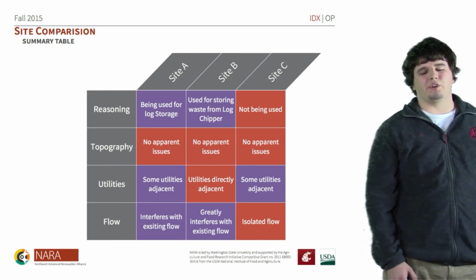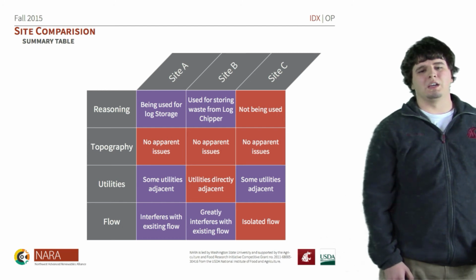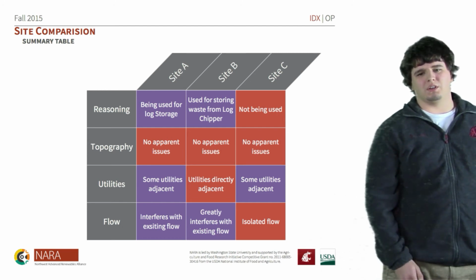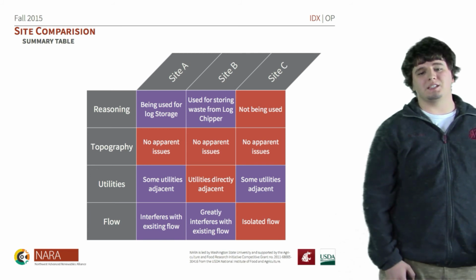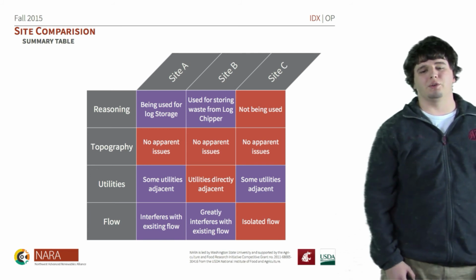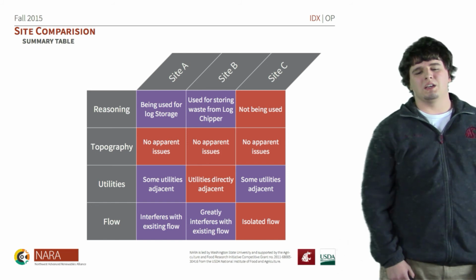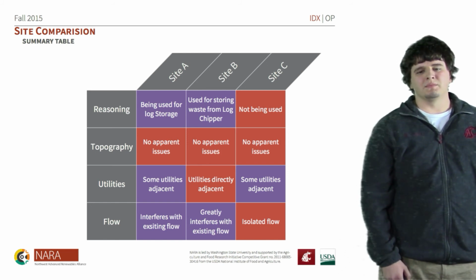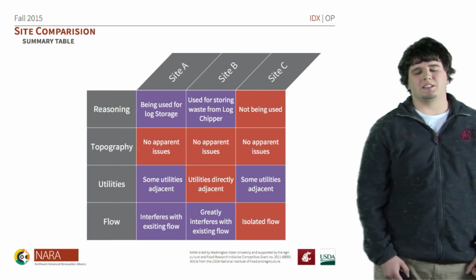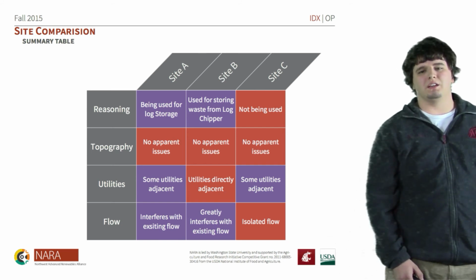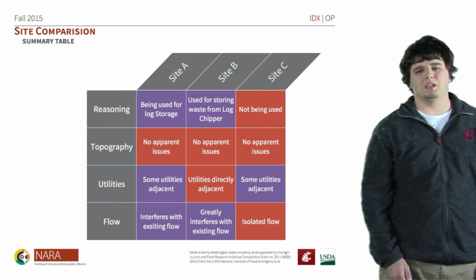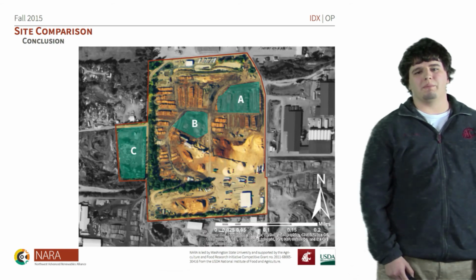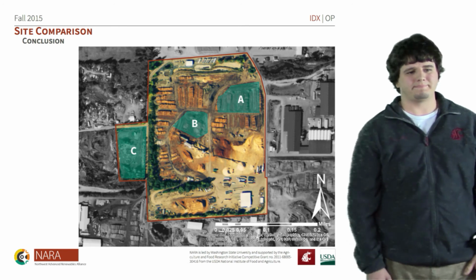But we'll need to look further into that to see if it could fit all the trucks into it at one time throughout the day. Site C's biggest advantage is its isolated flow. It'd be an isolated facility just located next to the existing facility. So overall, our group feels that Site C has the biggest advantages and the most potential to place our facility. And to wrap up the presentation, I'll invite Tyler to come back up and wrap it up.